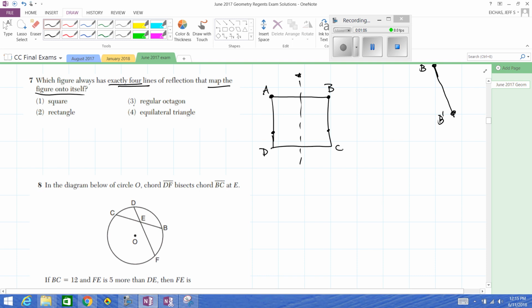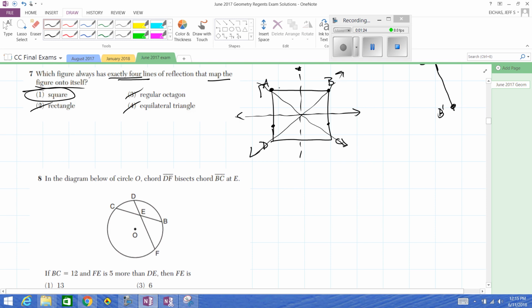So exactly 4 lines, though, is key here. A regular octagon will have 8. A rectangle will only have 2. An equilateral triangle will have 3. The square is going to have 4. You've got 1 straight up and down. Okay, you have 1 across and diagonally as well.